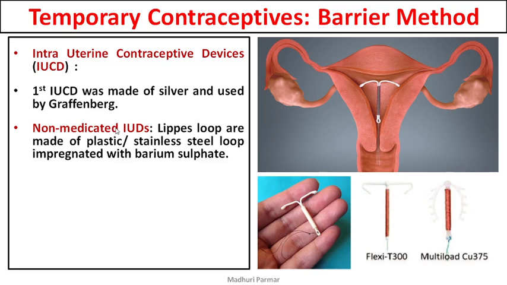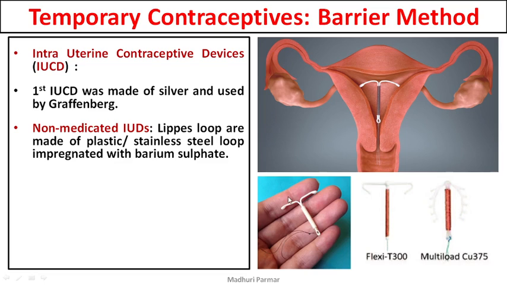Now, there are three different varieties you can find of IUDs. You either have non-medicated IUDs, which means they do not have any medicine or spermicide. They are just filled with some chemicals, which will not allow the sperm's movement and will not allow the fertilization process to take place. For example, Lippes loop, which is made up of plastic or stainless steel.